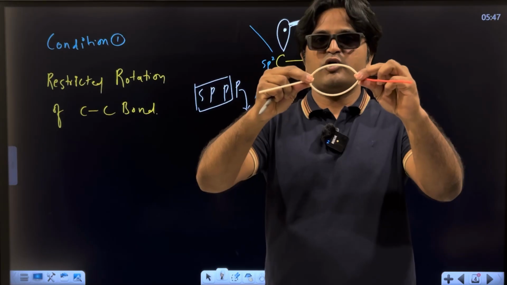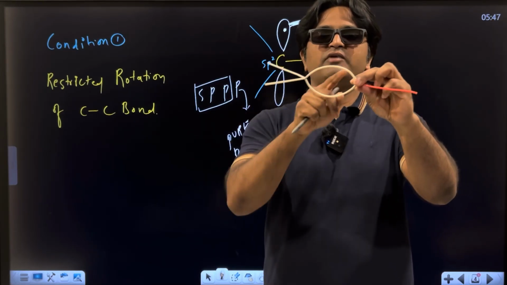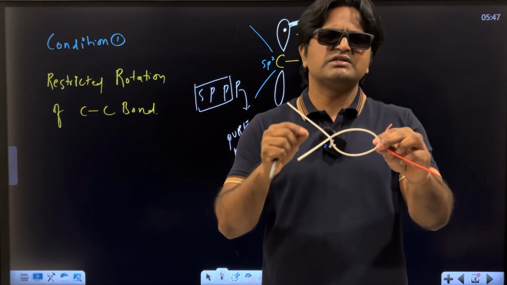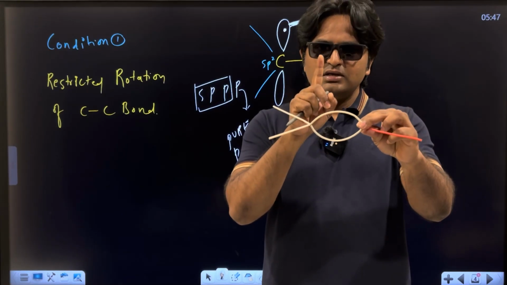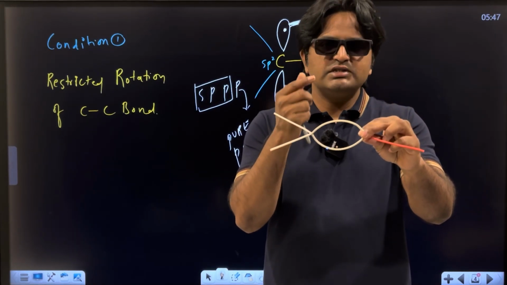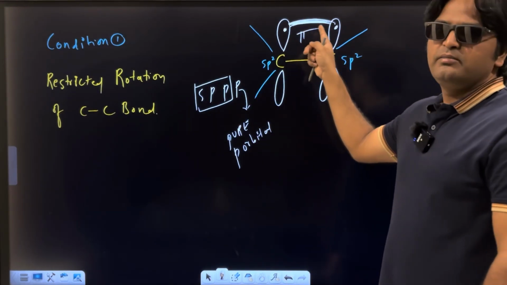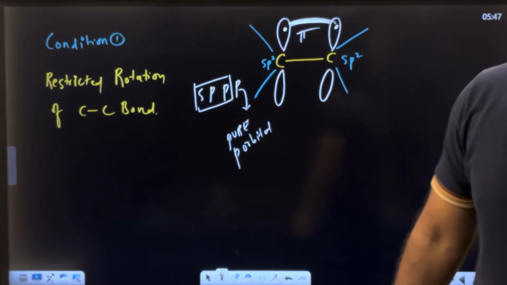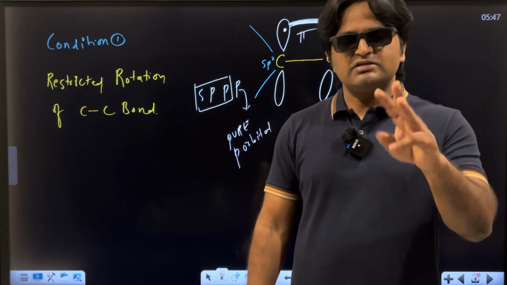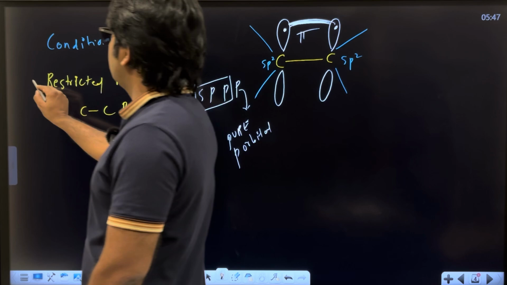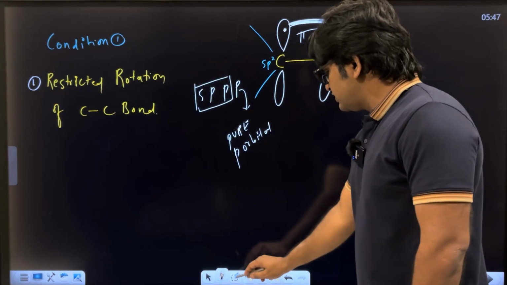In case of multiple bonded systems, C-C bond rotation is restricted because of the presence of what? Pi bond. So very important point. Once again, let me complete that point. Multiple bonded systems have restricted rotation of C-C bond because of the presence of pi bond. Whenever there is restricted rotation, yes, those molecules can show geometrical isomerism. But actually three conditions are there. What is one of the conditions here? Restricted rotation of C-C bond.